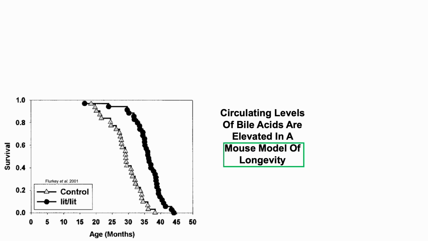Circulating levels of bile acids are elevated in a mouse model of longevity. So first, let's have a look at the mouse model of longevity. Here's survival data for control animals and lit mice, which are in black circles.